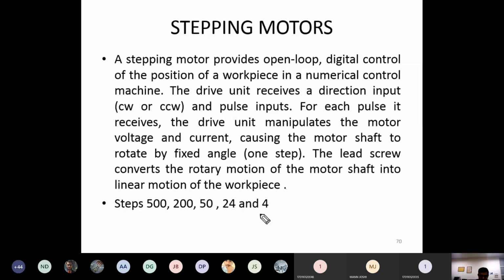And what steps are available in a stepper motor? 500 steps. When it is 500 steps, that means we can say it is a more accurate motor. There are different stepping angles: 200 steps, 50 steps, 24 steps, and 4 steps. So there are different types of steps available. When you purchase a stepper motor, this is one specification. The step is given, and based on that we have to purchase. 500 step, I think, is a more accurate motor. 200 step is also considered more accurate, and 4 step means the angular rotation is 90 degrees.